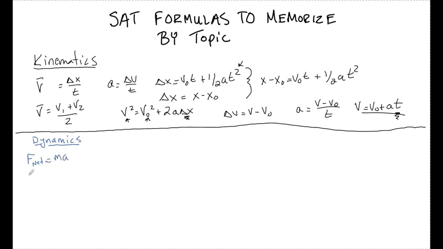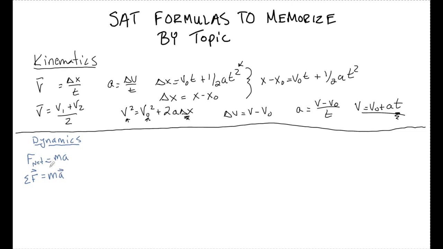You might see this written as this, where F is a vector. This is the same as saying F net. This is the sigma sign, it means summation, and that's going to be equal to ma. So you might see them noted either way. They mean exactly the same thing.